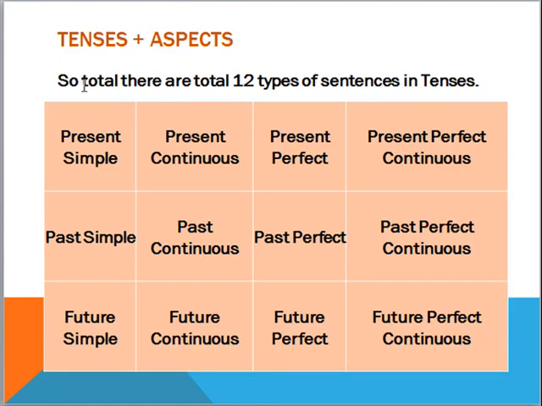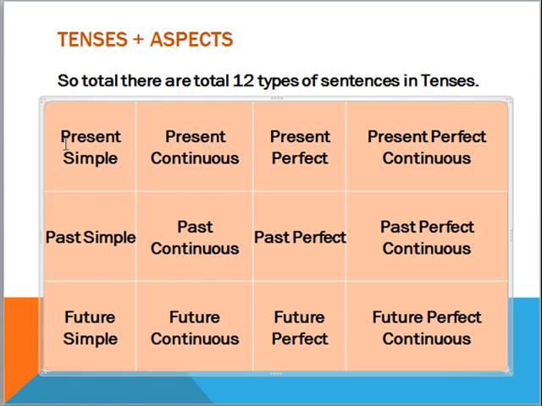So altogether, there are 12 types of sentences in tenses, and they are present simple, past simple, future simple, present continuous, past continuous, future continuous, after that present perfect, past perfect, future perfect, present perfect continuous, past perfect continuous, and future perfect continuous.